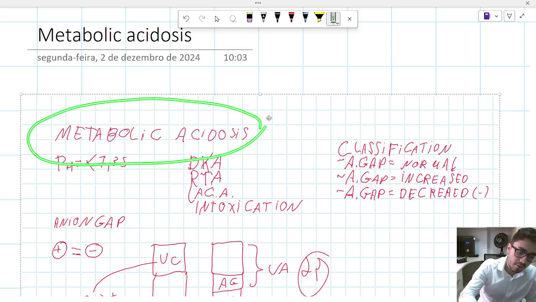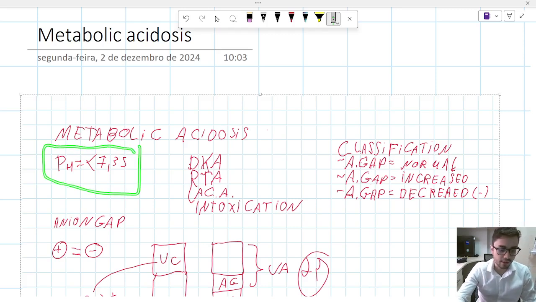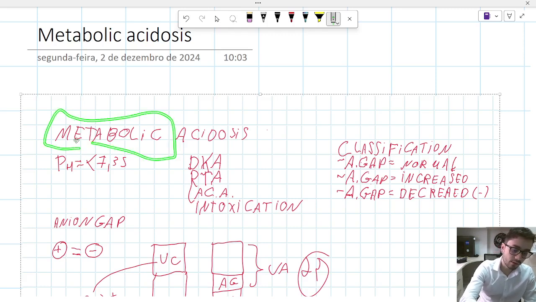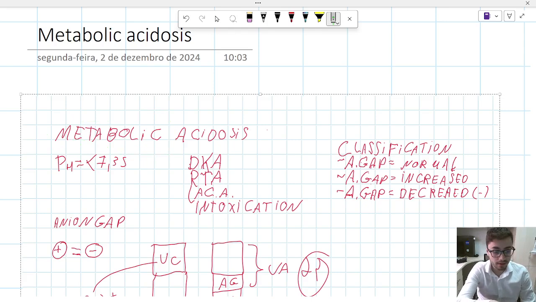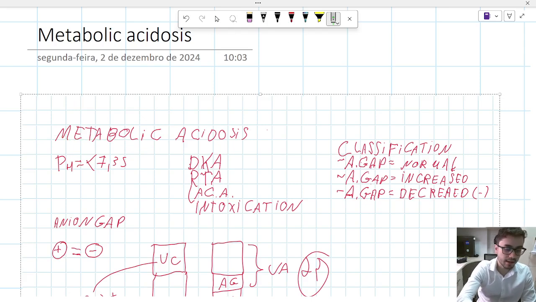Just to remember, if you have a metabolic acidosis, we need to have a pH lower than 7.35. And we need to remember that because it's a metabolic acidosis, it's due to a low bicarb, okay? The kidneys cannot regulate this pH well, okay? So a few causes of metabolic acidosis are diabetic ketoacidosis, renal tubular acidosis, lactic acidosis, and some intoxications, okay?